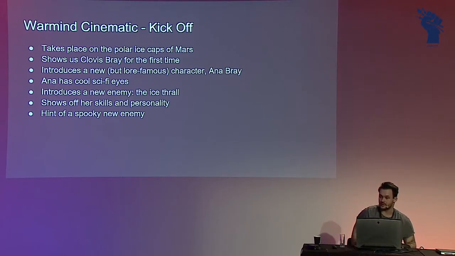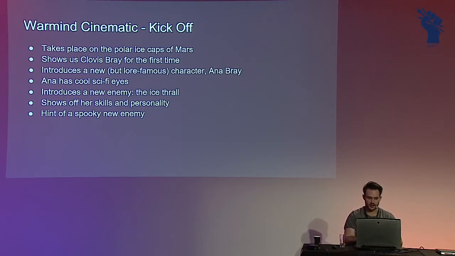So it's a Destiny 2 cinematic. It takes place on the polar ice caps of Mars. That's a thing you have to think about. It shows us Clovis Bray, a facility that's never been shown in the game before. It introduces a new character who's never been seen before, but has been heard of in the lore. And it has cool sci-fi eyes, was I guess a note. It introduces a whole new enemy, which they hadn't even finished designing, called the Ice Thrall. It shows off what she can do, and hints of a spooky new person. So that gives you a feel for the kind of briefs that we work on.